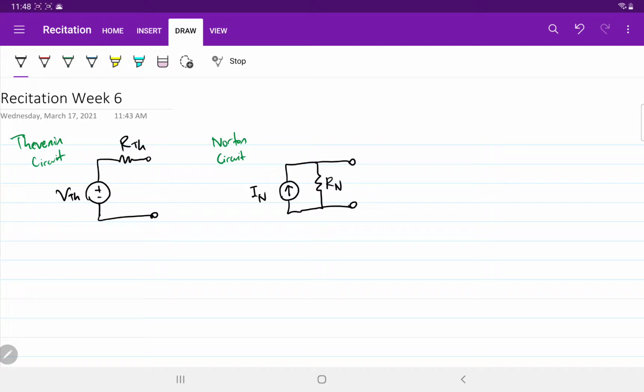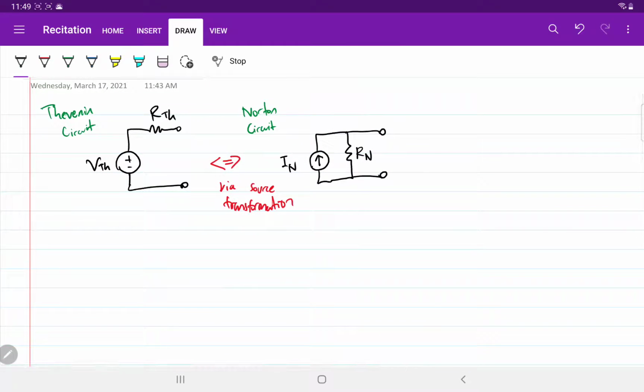Okay, so if you can express the circuit using a Thevenin circuit, then you can always express it or convert it into a Norton circuit and vice versa. So they are interchangeable by source transformation. Okay, so let's start solving some problems.